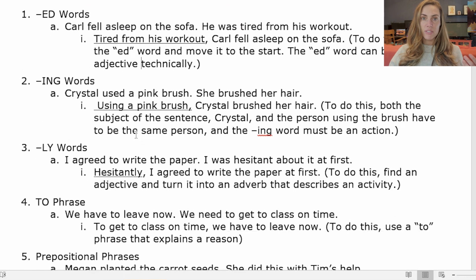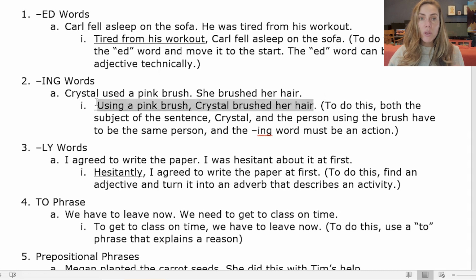ING words. Sometimes it's nice to start sentences with ING words. So look at this. Crystal used a pink brush. She brushed her hair. Now those are 2 simple sentences, not very exciting. Let's mix it up a little bit. Okay, we're going to take a verb here, used a pink brush, and we're going to add ING to it, using a pink brush. Crystal brushed her hair.